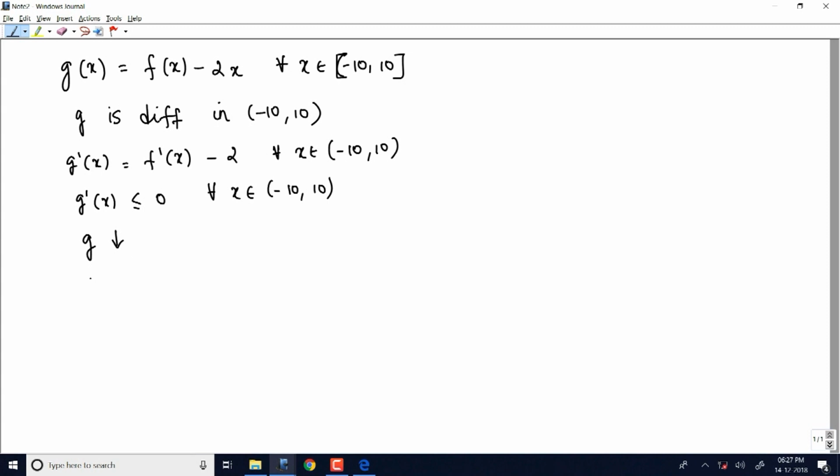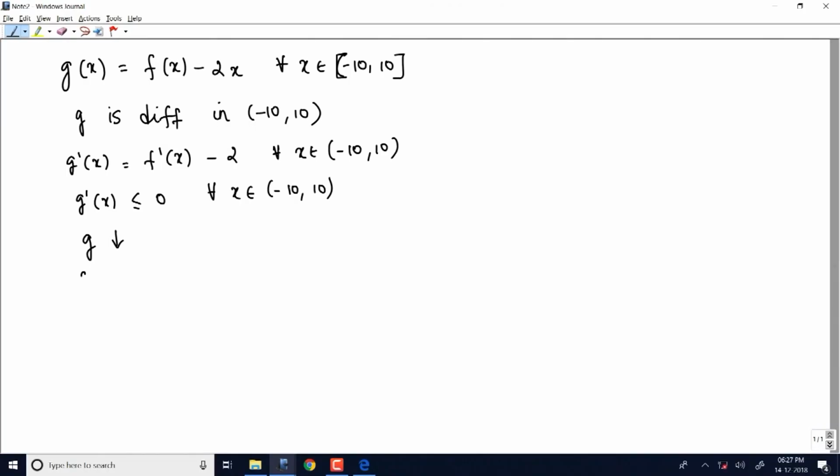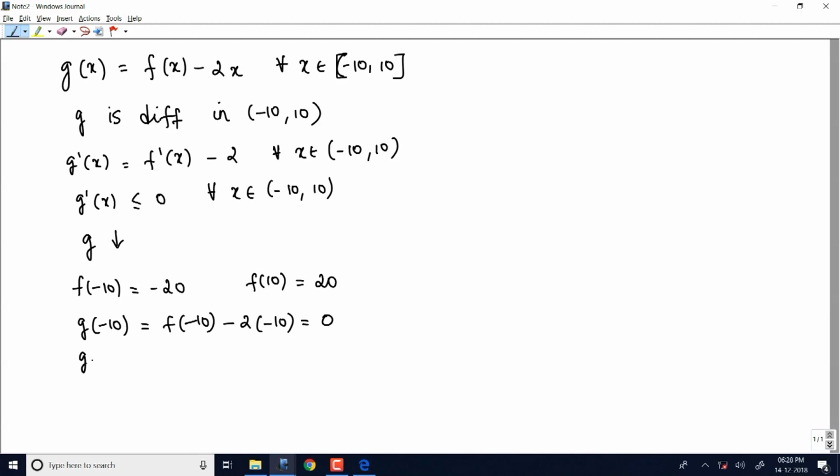Yes. So Kuntal, am I on the right track? Yeah, go ahead and complete the solution. Given that f of minus 10 is equal to minus 20 and f of 10 is equal to 20, therefore g of minus 10 is equal to f of minus 10 minus 2 times minus 10, which is equal to 0, and g of 10 is equal to f of 10 minus 2 times 10, which is equal to 0.